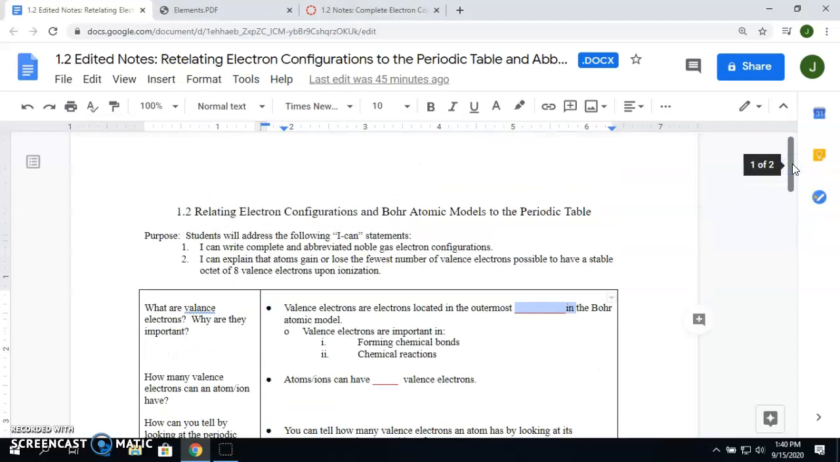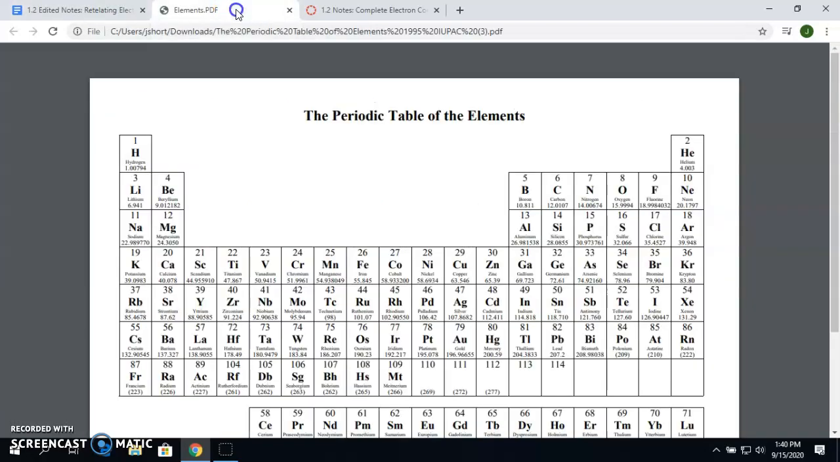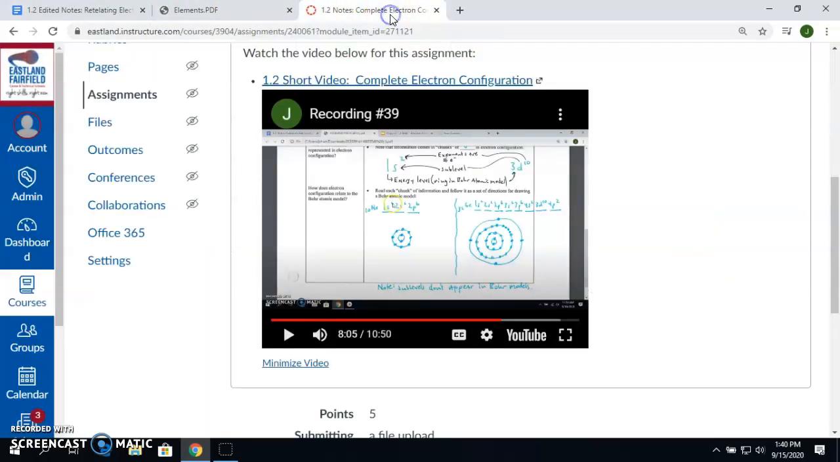Hi everybody, this is Mr. Short. Today we're going to be talking about electron configurations and relating electron configurations and Bohr models to the periodic table. Now a couple times throughout these lessons today, I'm going to be flipping back and forth between these notes and a periodic table and some previous notes that we've already taken, so you might want to have these out as well.